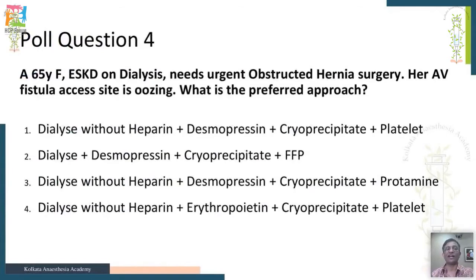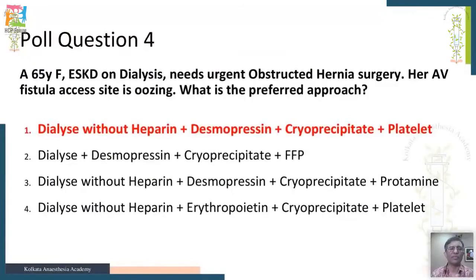Now, this is about bleeding diathesis correction, the preferred approach. This is an urgent obstructive hernia. You don't have much time. The best would be to dialyze without heparin and wait for that 4 hours. You may not be able to wait the 4 hours because you need to go in possibly early. And then the go-to drugs would be desmopressin, cryoprecipitate, and maybe platelets.